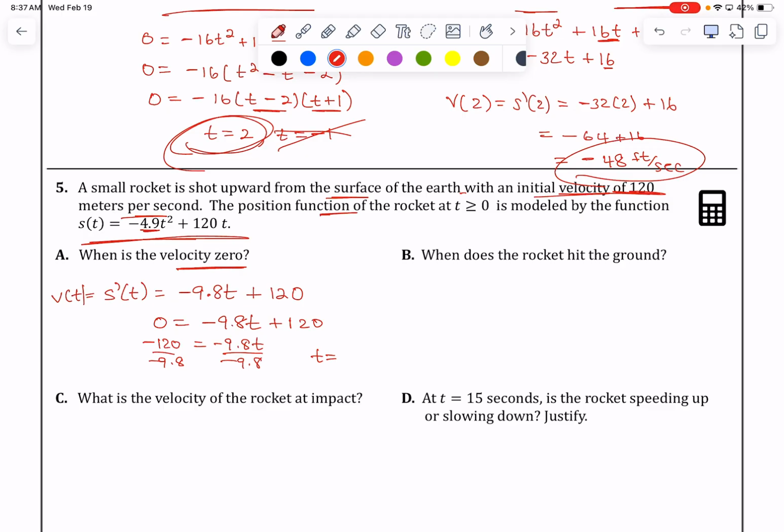Yeah, I know. 12.2. What is it? 12.24. 12.24 seconds. Yeah. Okay. When does the rocket hit the ground? Okay. When does the rocket hit the ground?